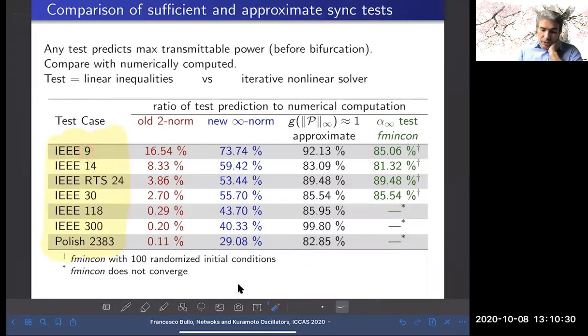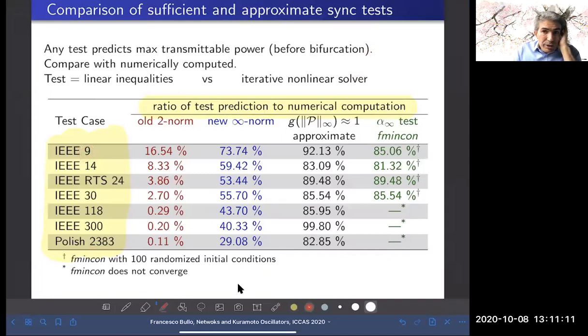And what do I show here? What I show is the ratio of the test prediction versus the numerical computation. As I said, as I increase the power injection, at some point in time, numerically determined, I won't have solutions anymore. And up until some value, I can do that with my test. What is the percentage of the true power transmission capacity that my test predicts? The larger that is, the more accurate I am. If I predict more than 100%, then my theoretical test is wrong. Hopefully all of my percentages are less than 100%, which they are, by the way.